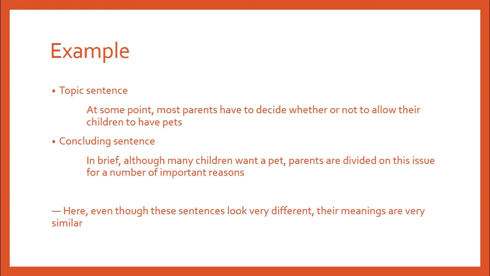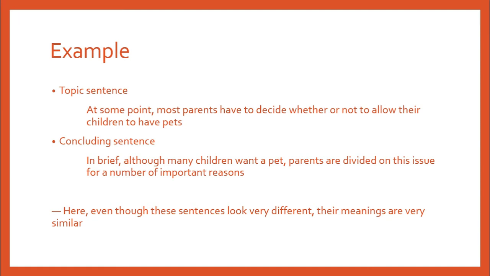They choose to let their children have pets or choose not to let their children have pets for a number of important reasons. So this all refers to reasons why parents choose to let their children have pets, and why they choose not to let their children have pets. The purpose and the message of both of the sentences is basically the same, even though they look very different. So this concluding sentence restates the main idea in this way by taking the message from the topic sentence and repeating it again at the end of the paragraph.